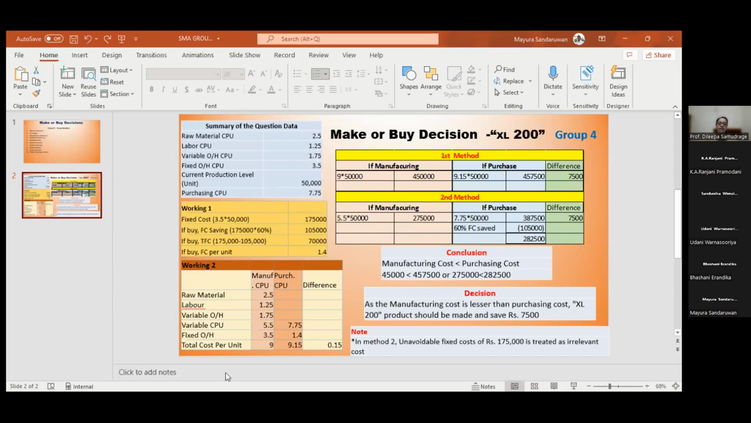So therefore, you can easily show this one. If purchase, you can say 7.75 into 50,000, and from the fixed cost, the total fixed cost is 175,000. From that, 40% is 70,000. So separately, you have to show that one. Clear? So don't absorb the fixed cost into this unit, right? Got my point? Mayura? Yes, ma'am.